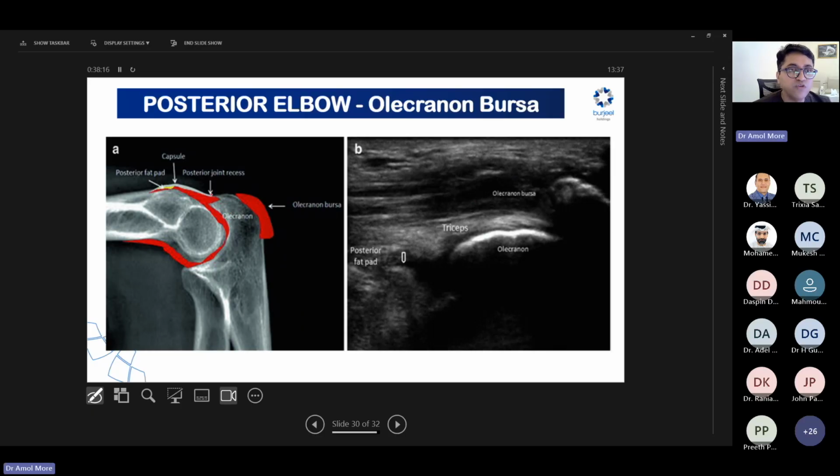For the assessment, you should be scanning your distal posterior aspect of humerus, and you should be scanning the proximal posterior aspect of the olecranon process so that you should not be missing the minimal inflammatory changes or minimal fluid collection along the olecranon bursa.